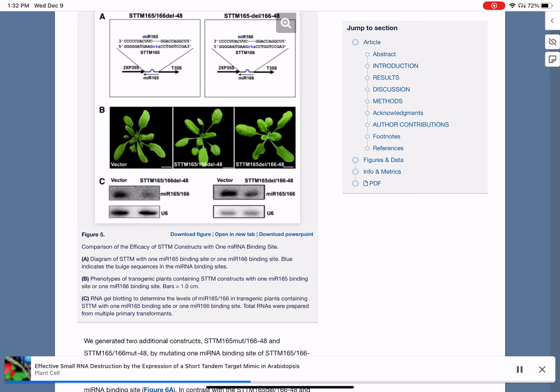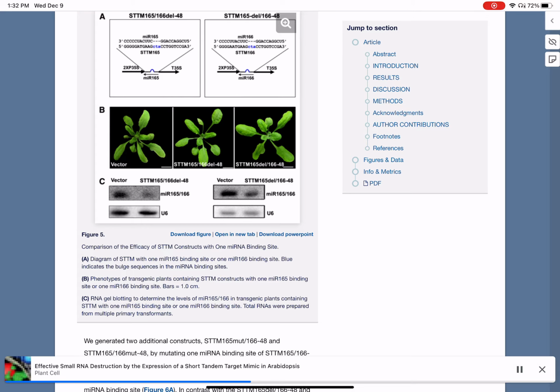In contrast with the STTM 165del 166-48 and STTM 165-166del48, both STTM 165-MUT 166-48 and STTM 165-166-MUT48 transgenic plants displayed obvious morphological defects, Figure 6b, but the phenotypes were not as severe as those observed in the STTM 165-166-48 transgenic plants. Comparison of the efficacy of STTM with one mutated binding site.